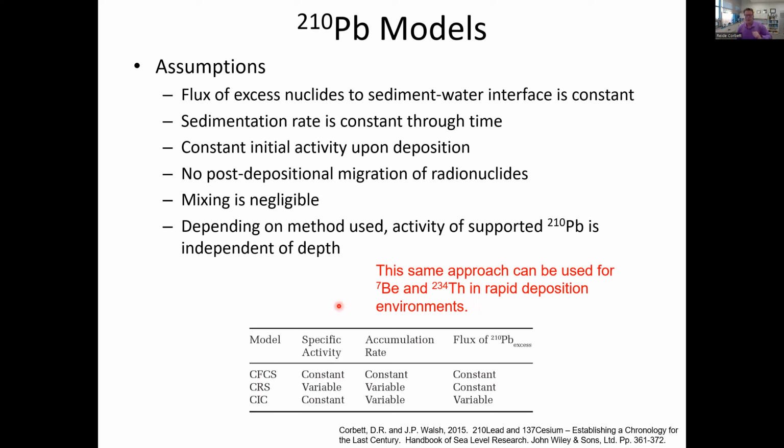I show this for lead-210, but you can apply this on very much shorter time scales, talking about weeks to maybe a few months, using beryllium-7 and thorium-234. And so if you have an environment that has rapid sediment deposition, you can actually use thorium-234 in a marine environment or beryllium-7 in a fresh or marine environment to understand rapid deposition, in the same approach that I'm showing here for lead-210, using those same mathematical equations as well.